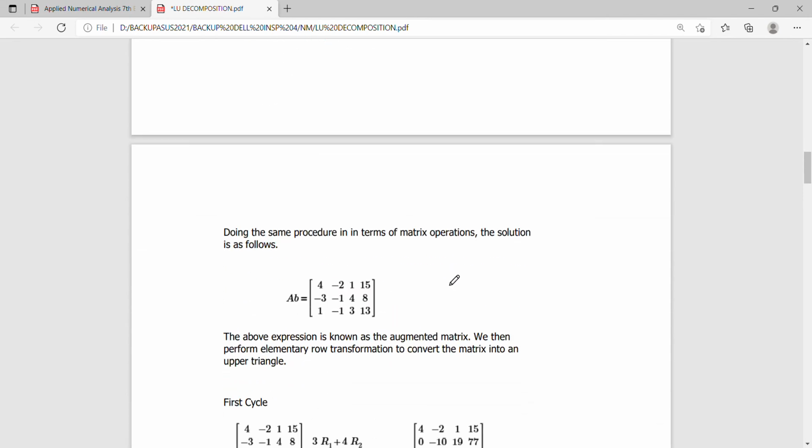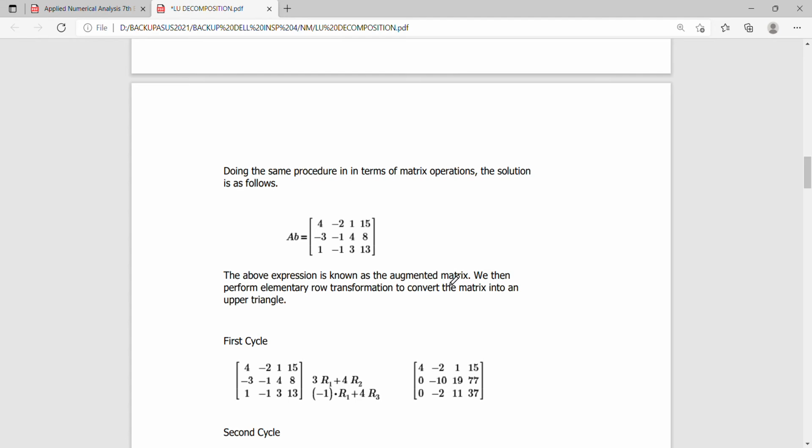So doing the same procedure in terms of the matrix operation will give you a more systematic approach. The purpose of using a matrix operation is to give you a more systematic way for us to easily convert it into a program later. So the system of equations now, which involves 3 equations and of course a right hand side which is a vector of constants or coefficients, can be written in this form.